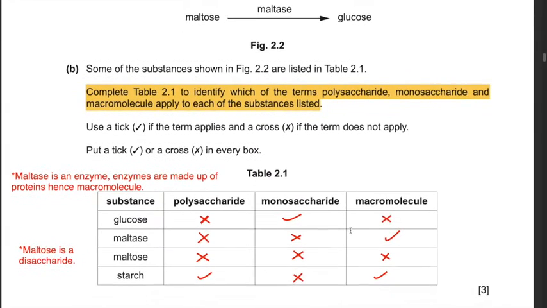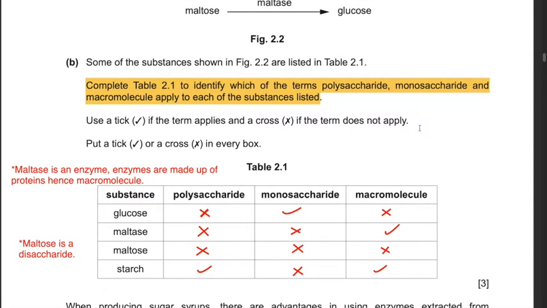And if you look at the table, the substances are glucose, maltase, maltose and starch. Glucose. Well, glucose is not a polysaccharide but a monosaccharide. Hence, there should be a cross under polysaccharide and a tick under monosaccharide. Glucose is also not a macromolecule because monosaccharides are the smallest sugar units and it cannot be a macromolecule. Therefore, glucose is not a macromolecule.